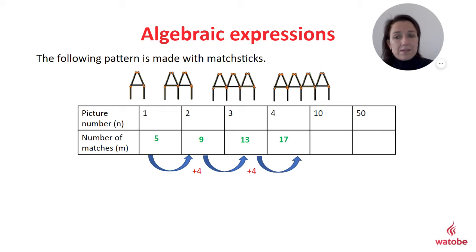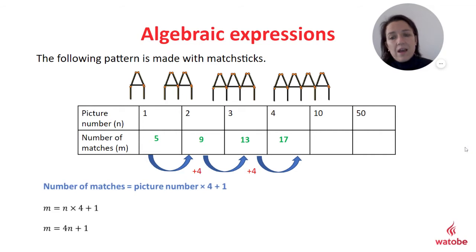Now, we can write this pattern as a rule. We can say that to get the number of matches, I must take the picture number, times it by 4, and add 1. But that's quite long-winded to use the words. So instead of using the words, we just choose a letter to represent the word. So for picture number, I've chosen N, and for number of matches, I've chosen M. Now we can shorten it and say M, the number of matches, is equal to N times 4 plus 1. Better still, we can write it as M is equal to 4N plus 1.